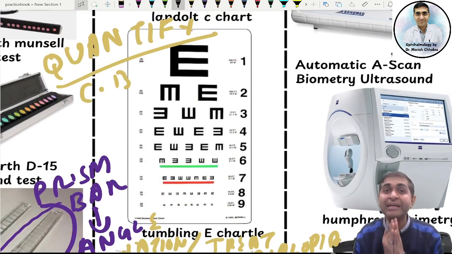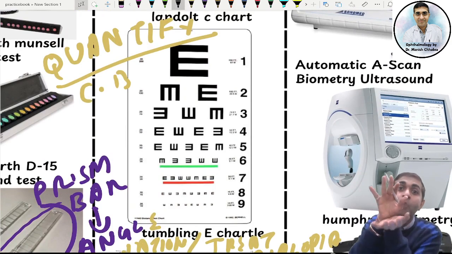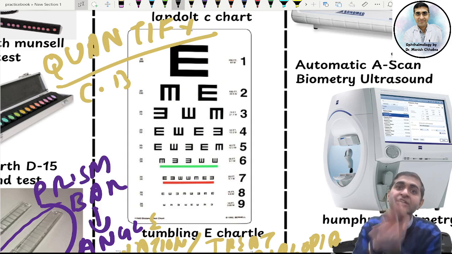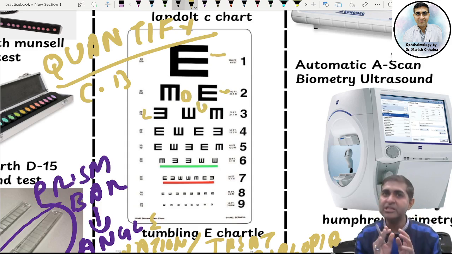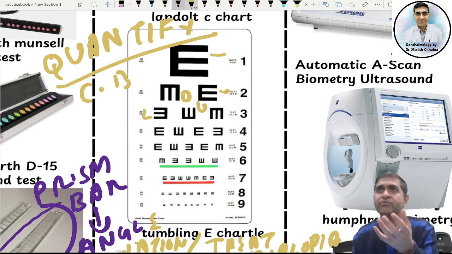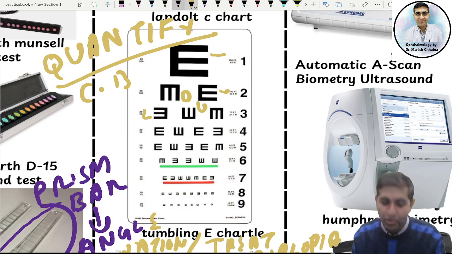Or this is your E chart. You can ask where the E is opening its mouth, whether on the right side, downside, left side or upside. Basically these charts are used for illiterate persons, persons who are not very cooperative, or children of 5-6 years of age who are not able to tell the alphabets properly.